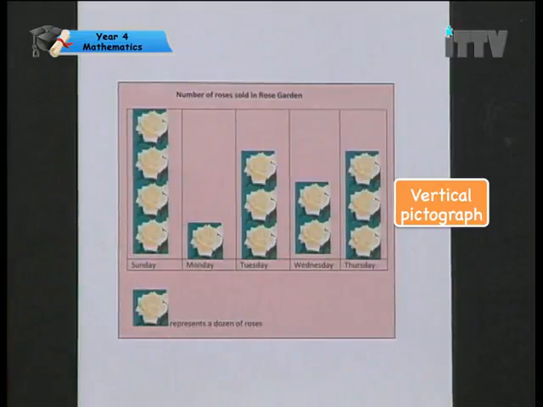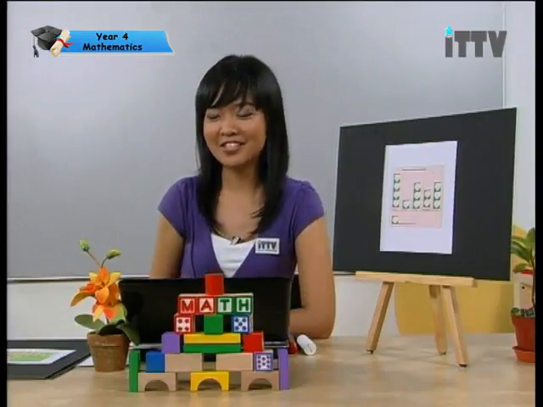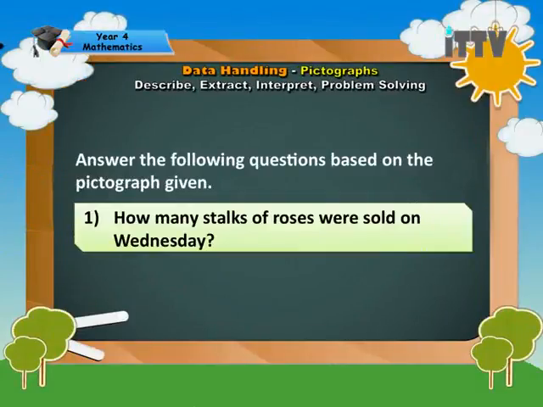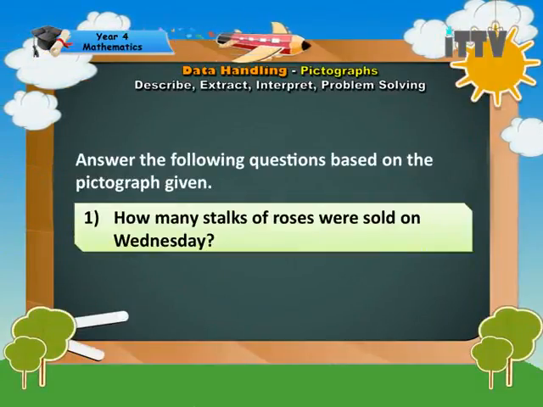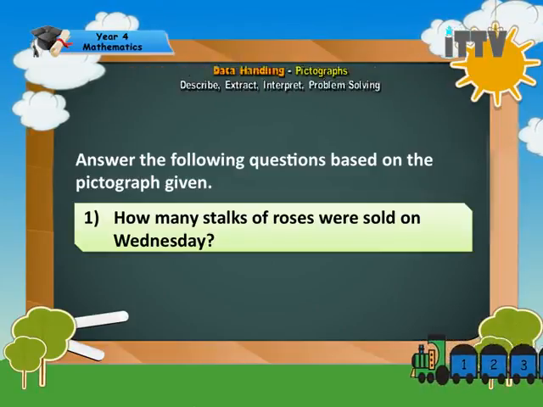Now, it is the same as for the horizontal pictograph. We can get a lot of information from this graph too. Come, let us try out a few questions. Answer the following questions based on the pictograph given. Number 1, how many stalks of roses were sold on Wednesday?